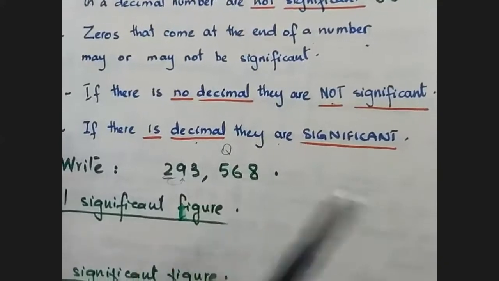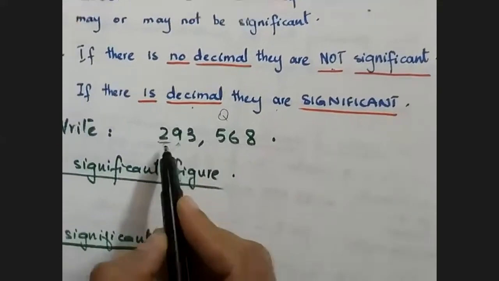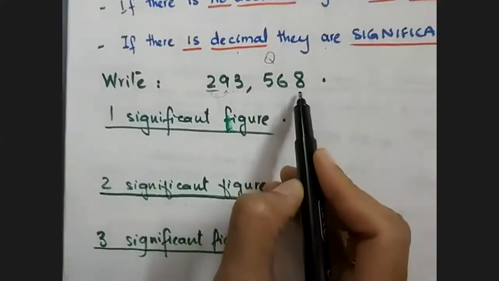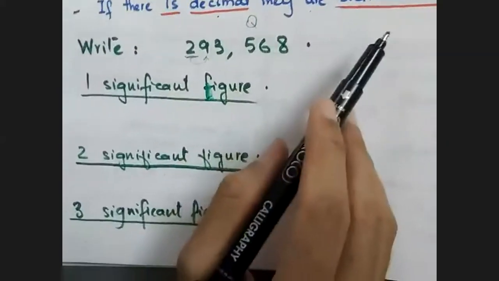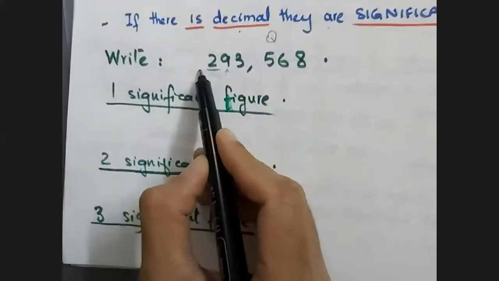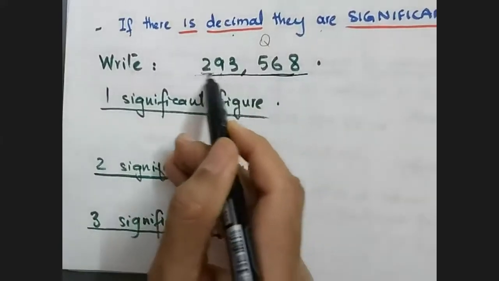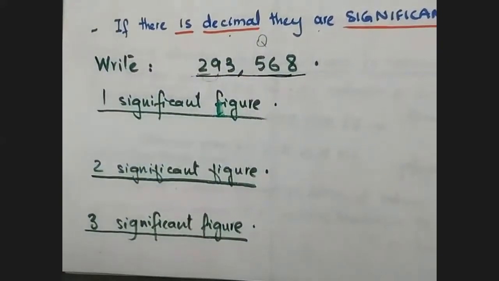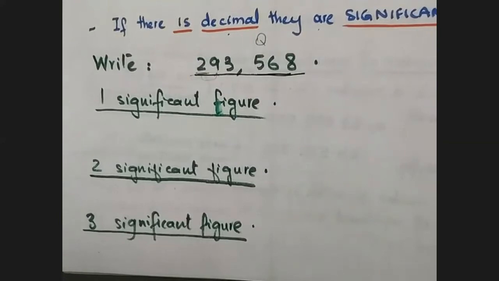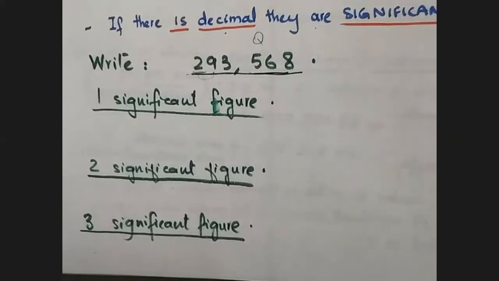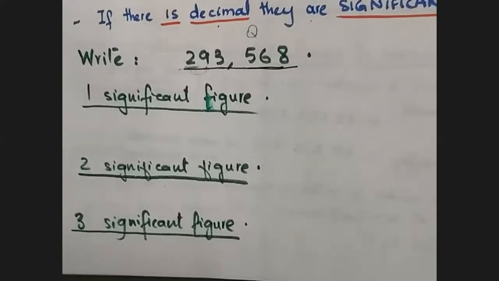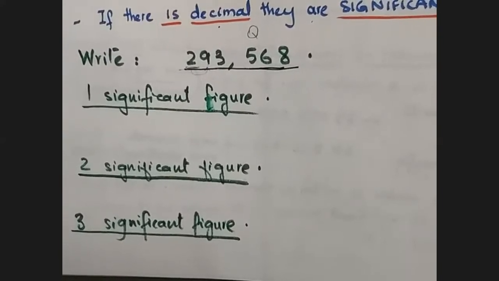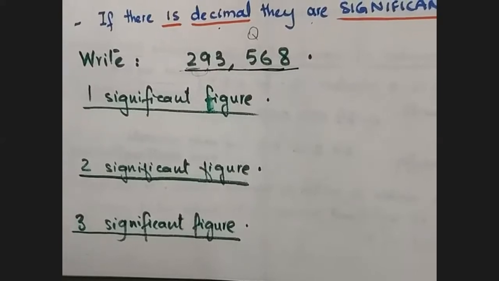Now, when you have a number like this, out of these digits, which one is the most significant? In this number, which digit is the most significant? Yes, Abdul Wadud. Yes, 2. Why? Because we only know that. Yes, your answer is correct.